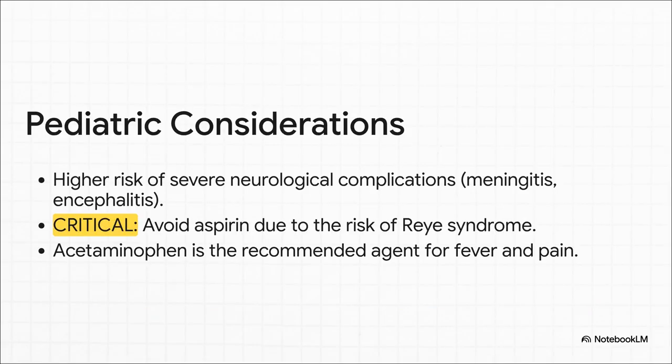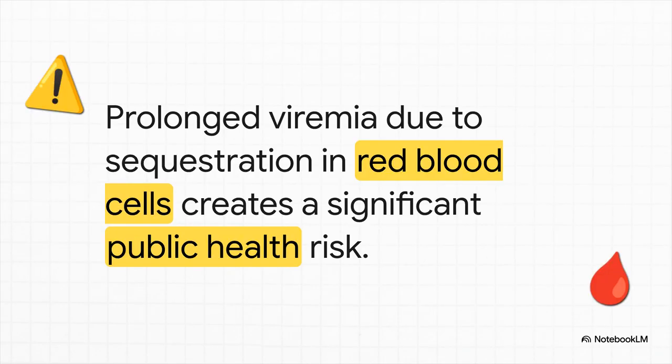Now, you need to be especially vigilant with kids. They are much more prone to severe neurological disease, things like meningitis or encephalitis. And the critical, non-negotiable point for any viral illness in a child, aspirin is strictly off-limits because of the risk of Reye syndrome. And this brings us full circle, right back to that unique way the virus works, and its most important consequence for public health here in the Netherlands.